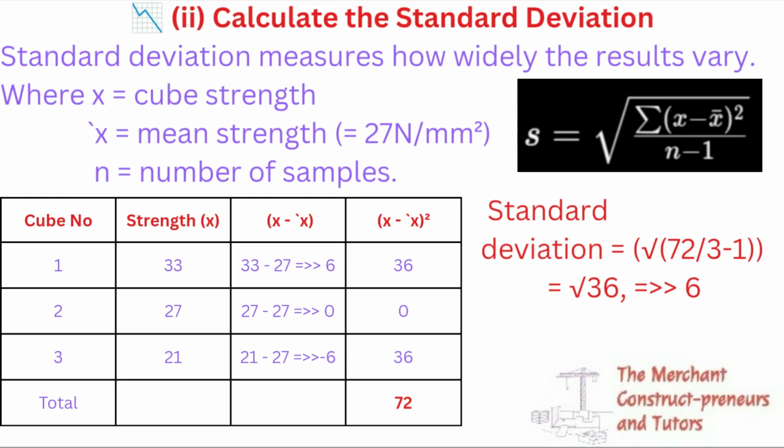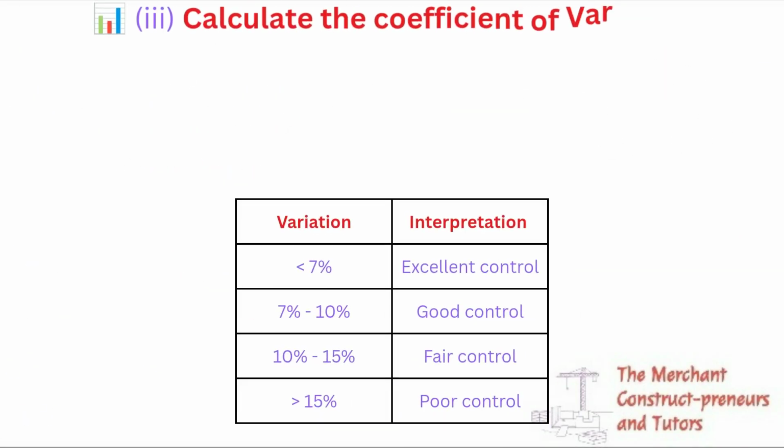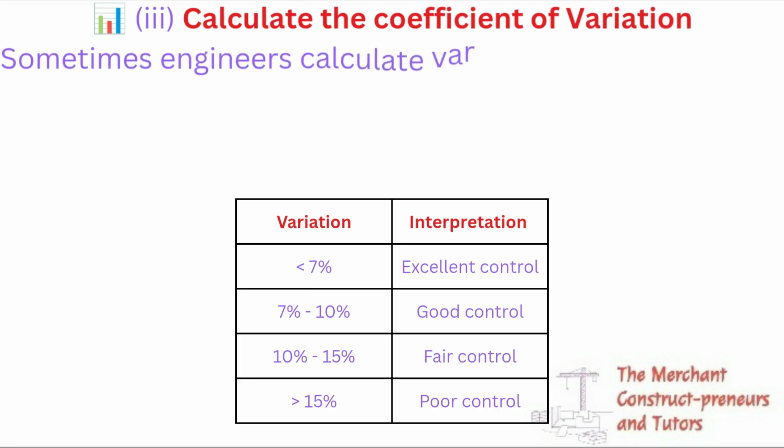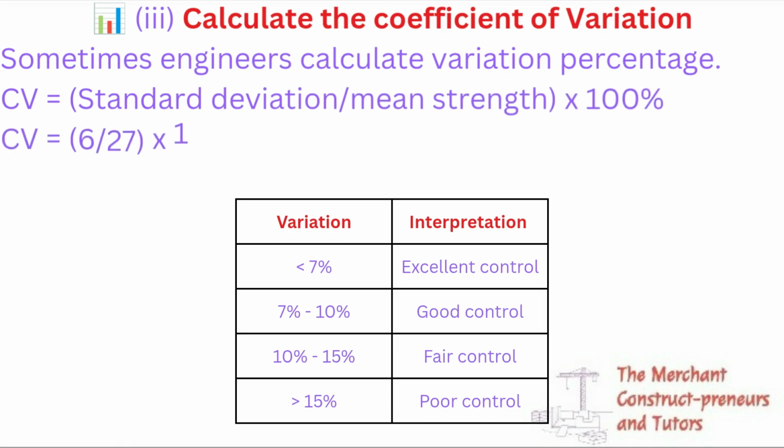For the first cube, we have the strength as 33. The difference between the cube strength and the mean strength is 6, and the square of 6 is 36. For the second cube, the strength is 27. When you subtract it from the mean strength, you have 0. Square of 0 is 0. For the third, you have 21 as the strength. When you subtract it from the mean strength, you have negative 6, and when you add them together, you have 72. So the standard deviation, when you work it in the formula, you have 6, right?